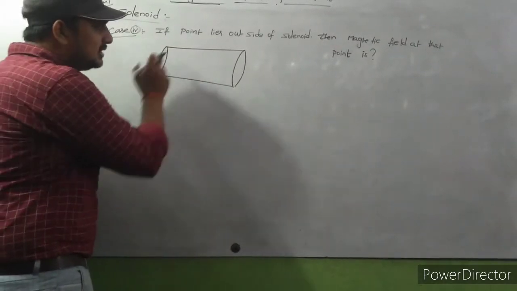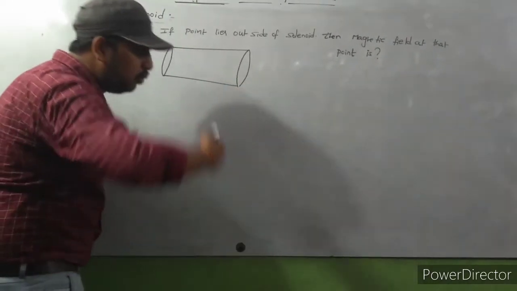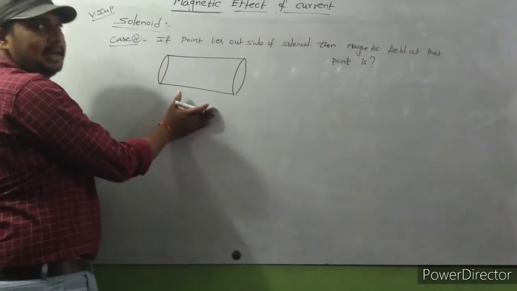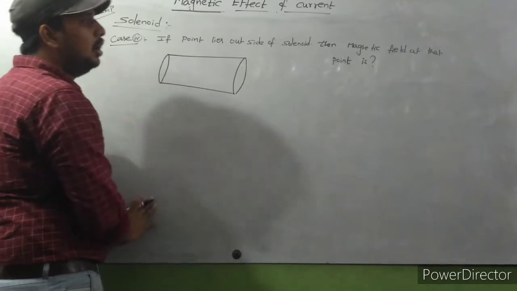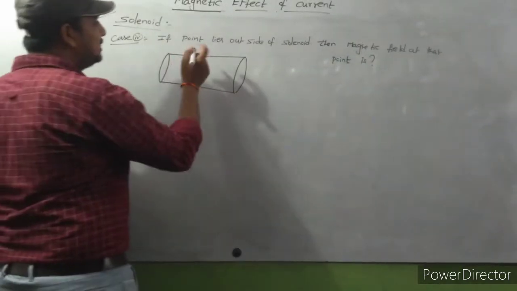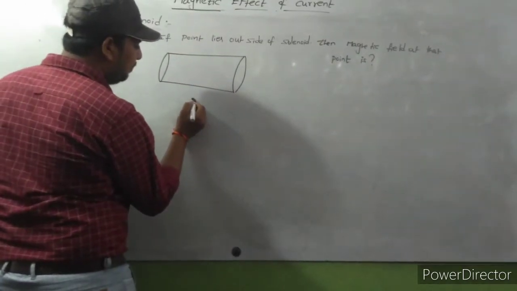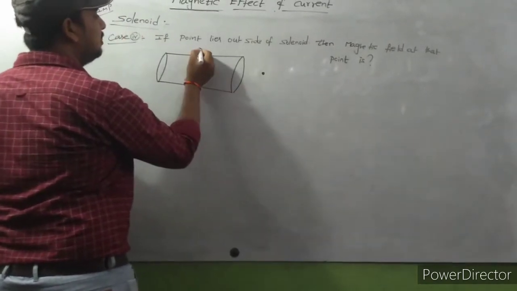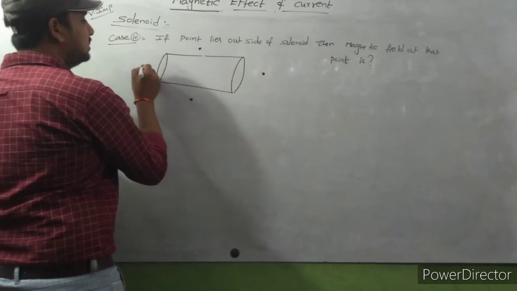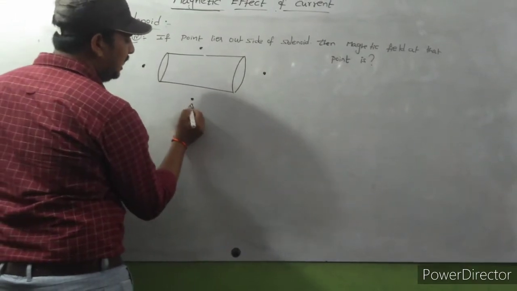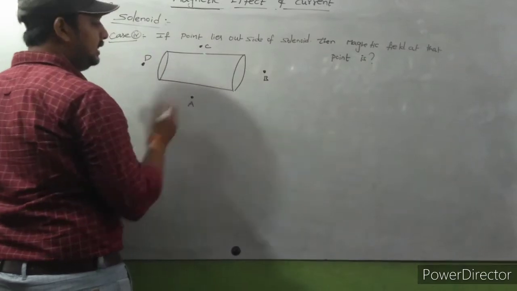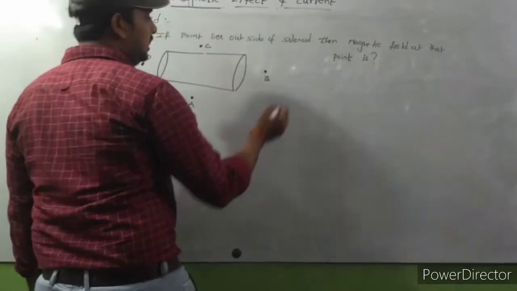Now, why do we consider a cylindrical shape? Because we are winding copper wire in a cylindrical shape. That's why I consider a cylindrical shape here. So points are present outside of the solenoid. For example, here is one point, here somewhere is another point. So this is some A, this is some B, this is C, D, at any point.